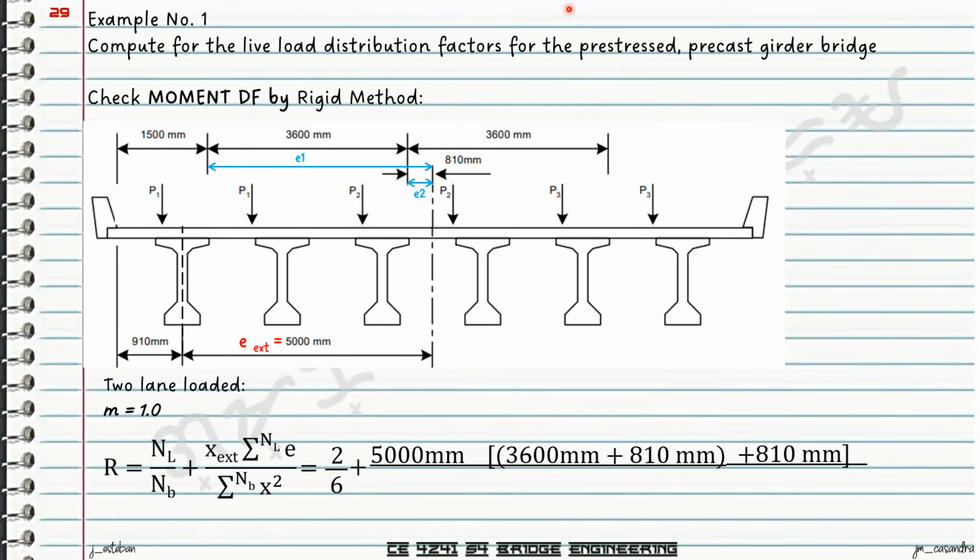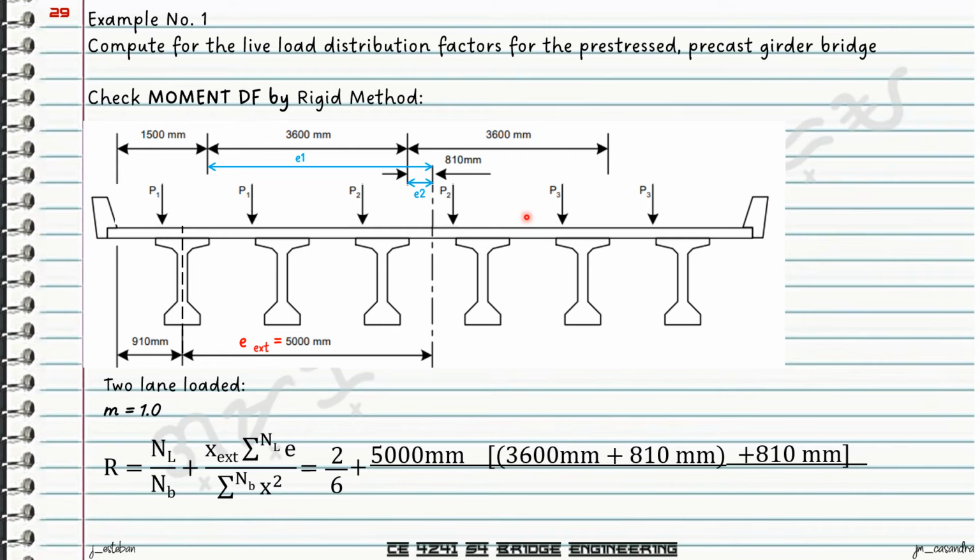And then we have E sub 2, which is the distance between the center line of P sub 2, vehicle 2, to the center line of the girder set. That's equal to 810. So 810 just simply came from 5,000 plus 910 minus 15 minus 3,600. Okay, so 810 is not a constant value.